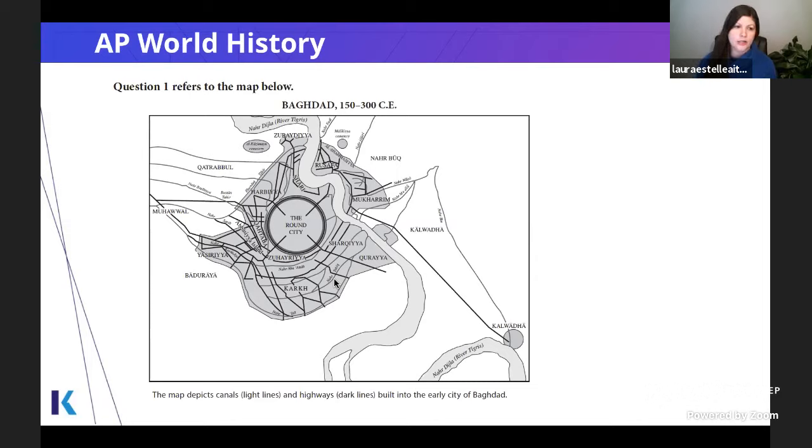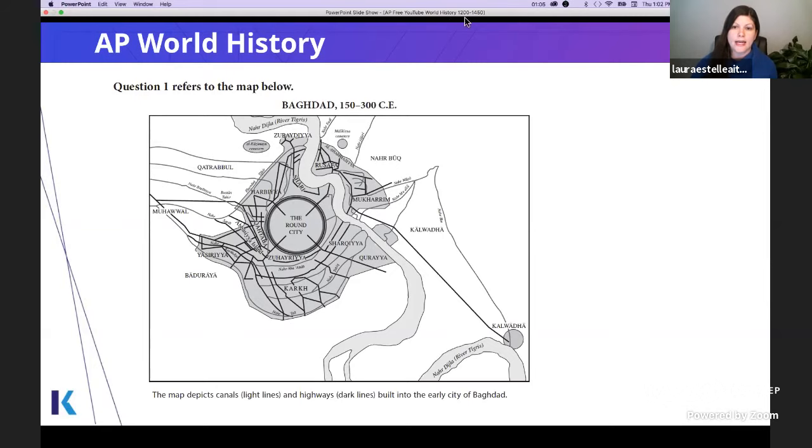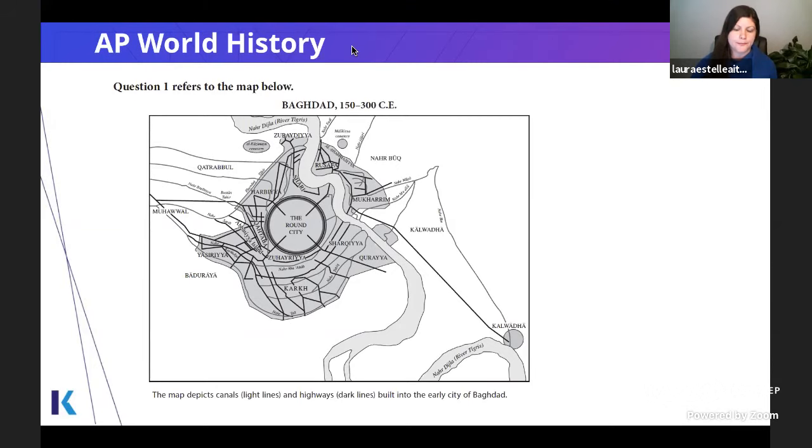Looking at this question, this is just one question out of a question set. All of the questions that you're going to see in the multiple choice section are stimulus based. So that means that you're going to have a pretty picture, or you're going to have a text, or you're going to have something to use to your advantage. Taking a look at this particular pretty picture, we have a map, and at the very bottom, it says that it depicts canals, those are the light lines, highways, those are the dark lines, built into the early city of Baghdad.